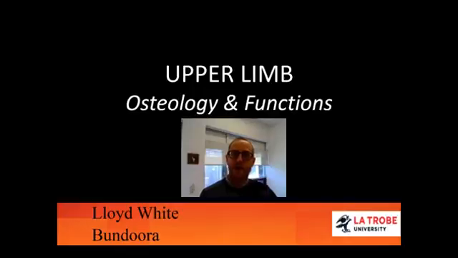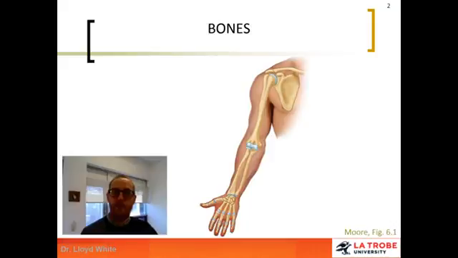Hi, this is Dr. Lloyd White, and this video will introduce you to the upper limb and specifically look at the osteology of the upper limb and its functions. So, looking at osteology, or the bones first, most superiorly we have the clavicle and scapula. And the clavicle is the bone that is connecting the entire upper limb to the trunk. And together the clavicle and the scapula form the pectoral girdle.